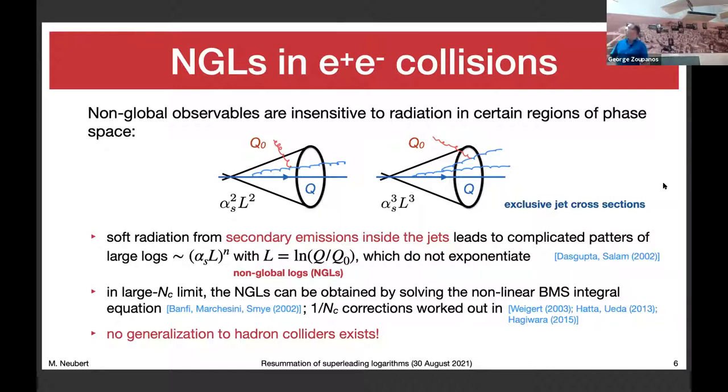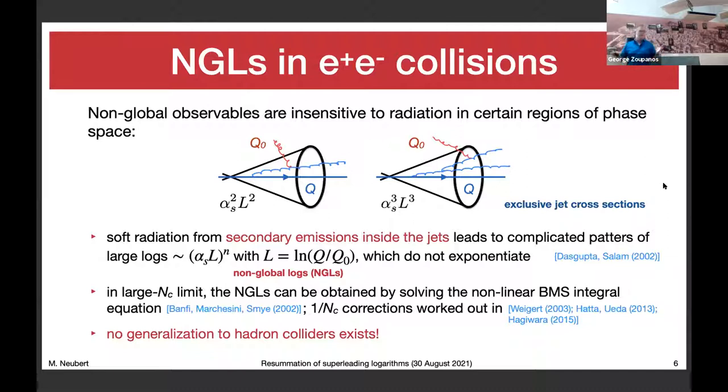So now what happens is that we can have soft gluon emission from the parent parton here, but we can also have soft gluon emission from any of the branchings of the parent parton, which we don't see because they happen inside the jet. And this is where the non-global logs come in, when these emissions can happen from secondary partons. And that generates alpha to the n log to the n at e plus e minus colliders, as I showed before. That was discovered in 2002 by Dasgupta and Salam.